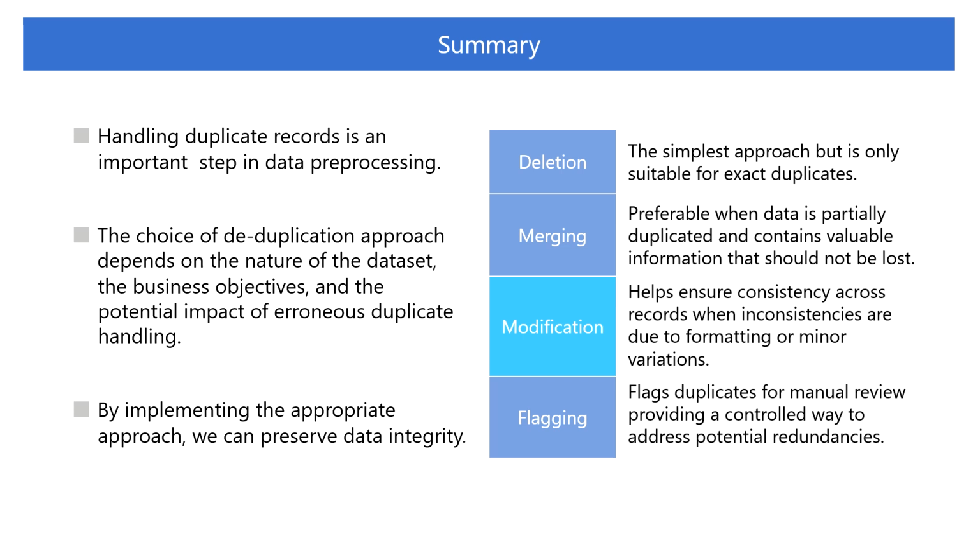Modification helps ensure consistency across records, especially when inconsistencies are due to formatting or minor variations. In cases where automated handling is not ideal, flagging duplicates for manual review provides a controlled way to address potential redundancies. The choice of the de-duplication approach depends on the nature of the dataset, the business objectives, and the potential impact of erroneous duplicate handling. By implementing the appropriate approach, we can preserve data integrity, leading to more accurate and reliable analysis.